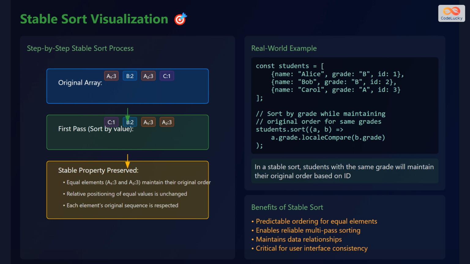In a real-world example, we have students with name, grade, and ID. Sorting them by grade using locale compare maintains the original order of students with the same grades, based on their ID. The benefits of stable sort are that it provides predictable ordering for equal elements, enables reliable multi-pass sorting, maintains data relationships, and is critical for user interface consistency.